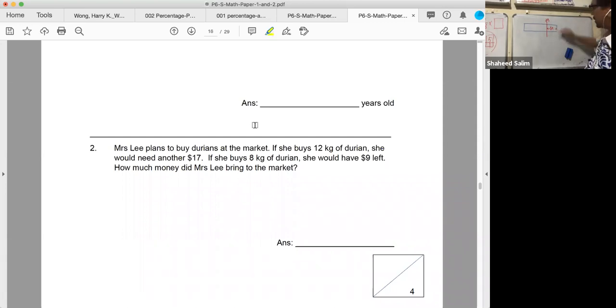Now, this is the amount of money she has. If she buys extra, let's say 12 kg, this 8 kg of durians, if she buys 12 kg, like that, this is the 12 kg here. She is short of how much? She's short of $17.